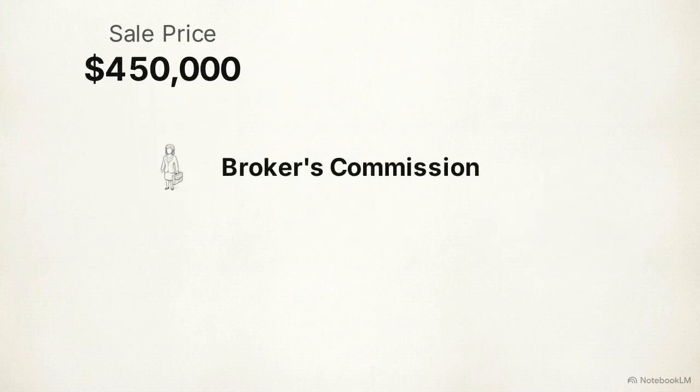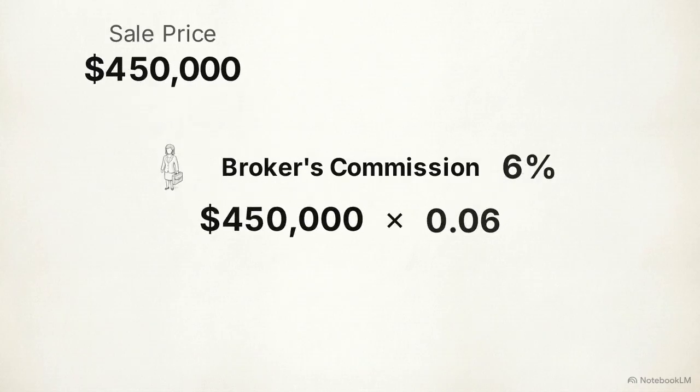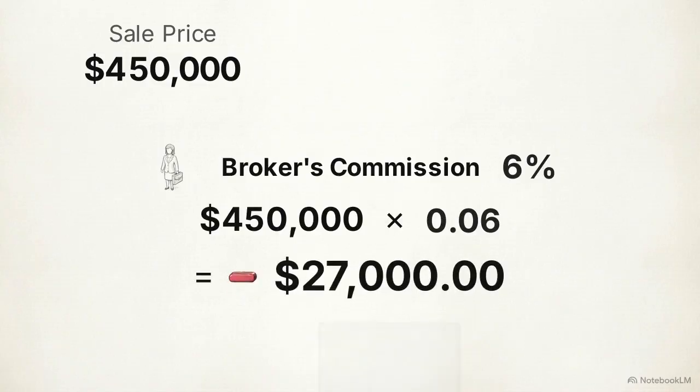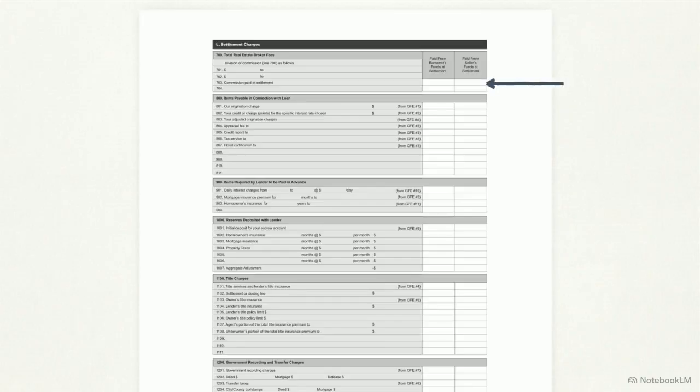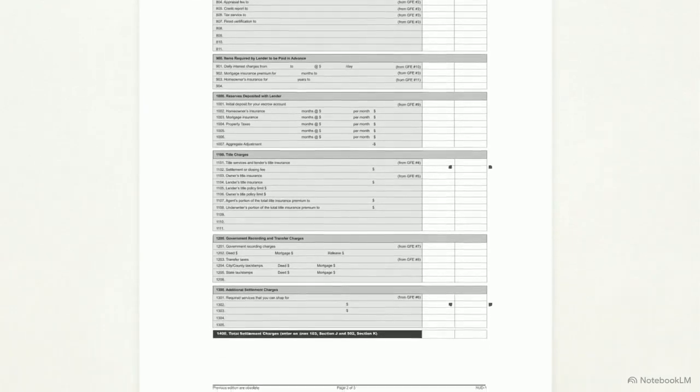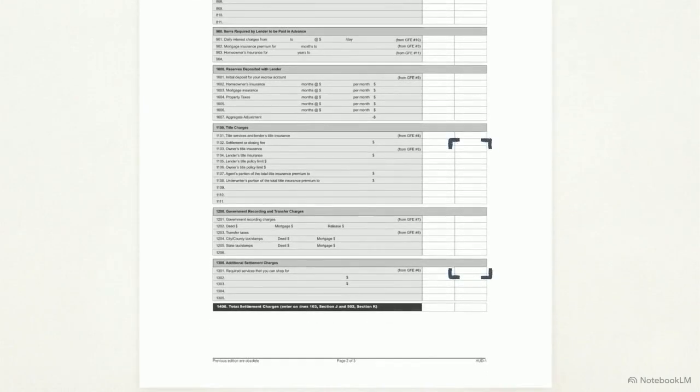Now we can calculate the seller's liabilities, starting with the broker's commission. The sellers agreed to pay 6%. We multiply the $450,000 final sale price by 0.06, resulting in a $27,000 charge. On page 2, we map the calculated commission to line 703 in the seller's right-hand column. We then record the remaining static seller fees, $900 for title insurance, a $1,500 attorney fee, $25 for the deed, $324 in transfer stamps, and a $550 survey charge.